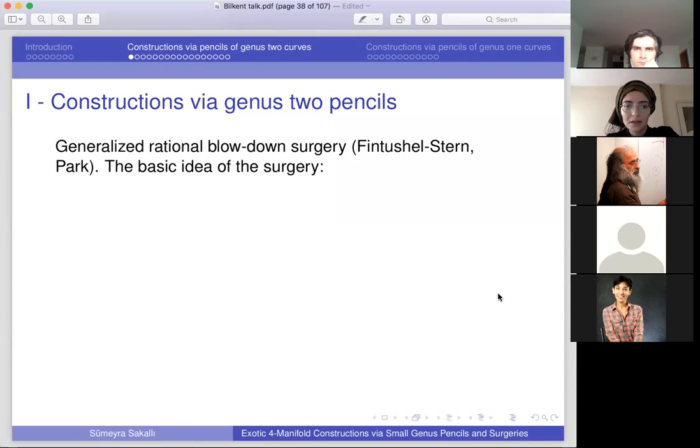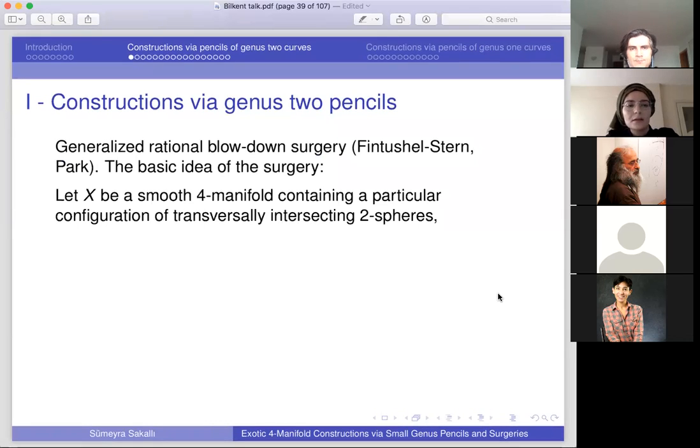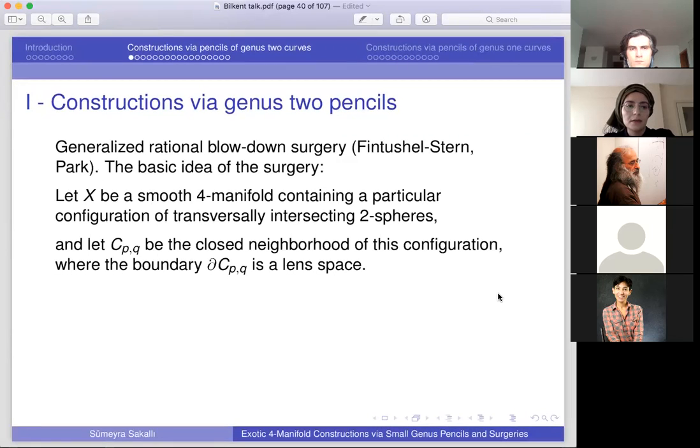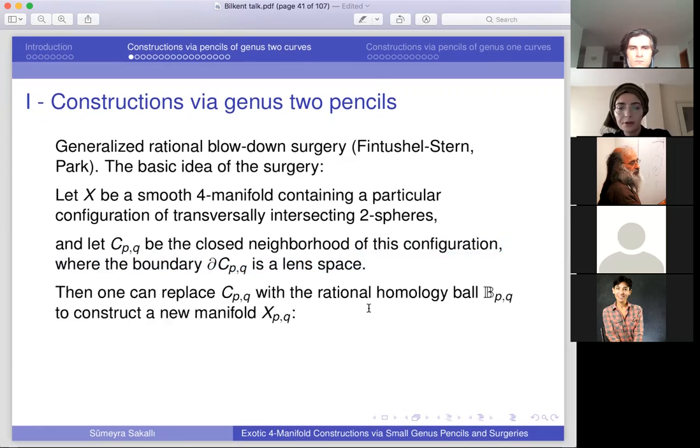And let me give the main idea of that surgery. So let's say that you have a smooth four-dimensional manifold X, and your X contains a particular configuration of transversely intersecting spheres. So you consider a configuration, and we say let C_{p,q} be the closed neighborhood of this configuration, and the boundary is a lens space. I will give more details for this part in a second. And then under certain conditions, you can replace that closed neighborhood of spheres with the rational homology ball. And it gives you another new manifold X_{p,q}. So they have defined this operation in the smooth case.